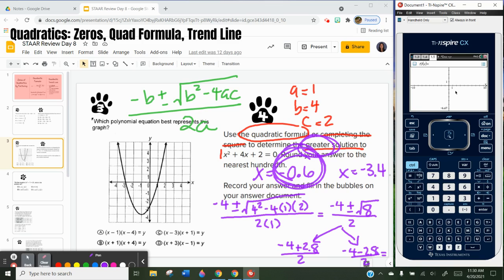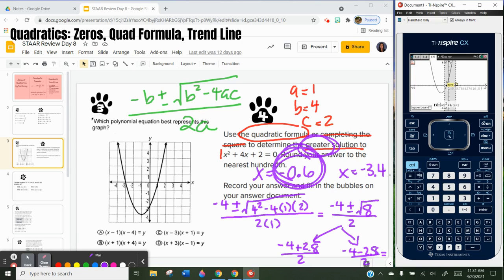Yes, you could go to your calculator, open up a graph, and type in your equation, which says x squared plus 4x and then plus 2. And when I type in my graph, what I'm looking for is where it hits the x-axis right here. So it's not a pretty number, like it's not a whole number or negative 1, negative 2, negative 3.